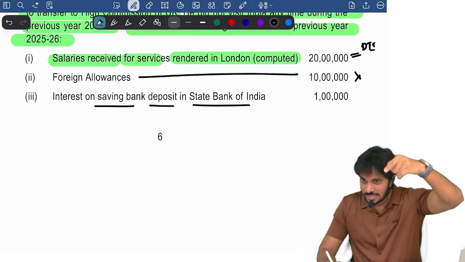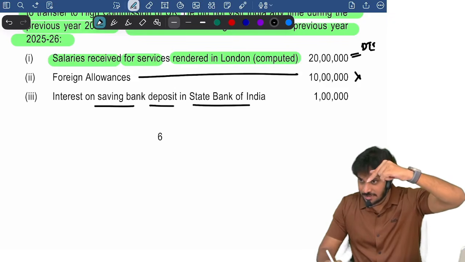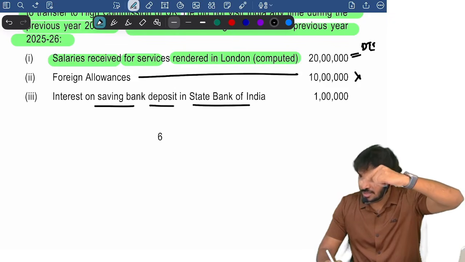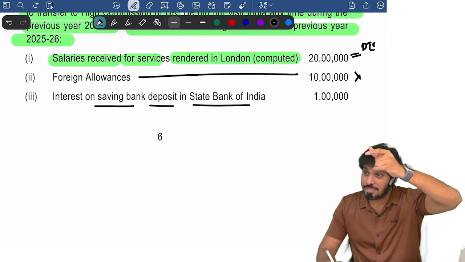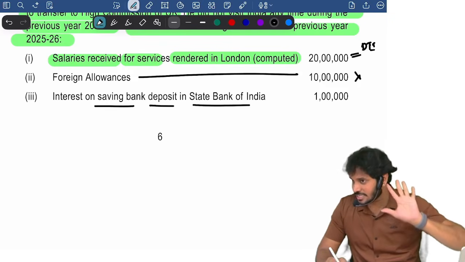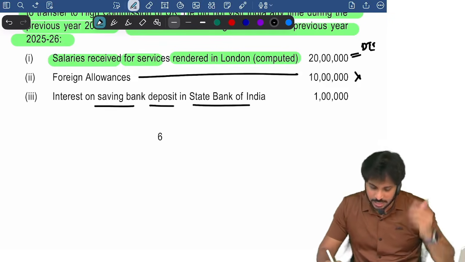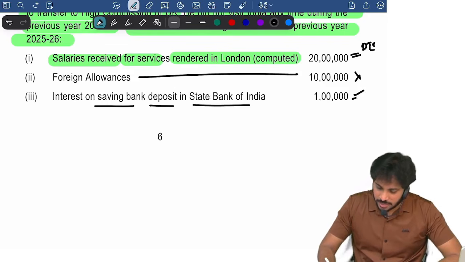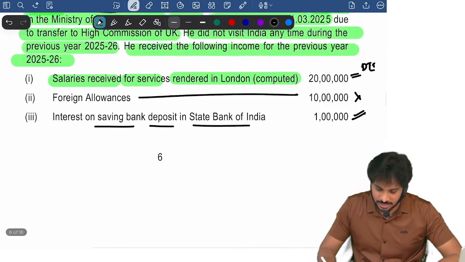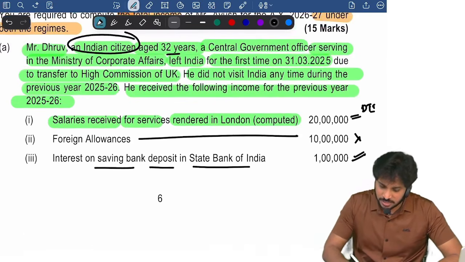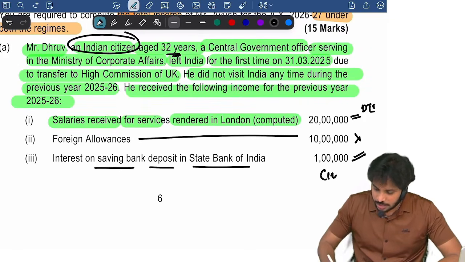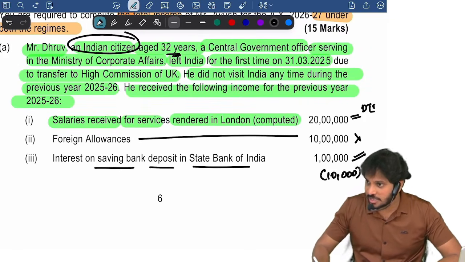Therefore, he is an Indian citizen, getting Indian income, more than 15 lakh. Therefore, he is a deemed resident by default. But they are not asking that. Anyhow, they are asking total income computation, deemed resident. Interest on savings bank deposit, source is in India, fully taxable. Correct? Remember, it's a savings bank deposit, 32 years only. Therefore, 10,000 rupees deduction will be there under 80TTA.